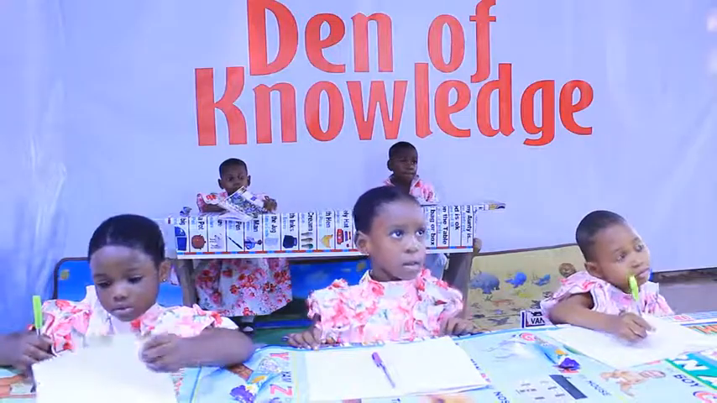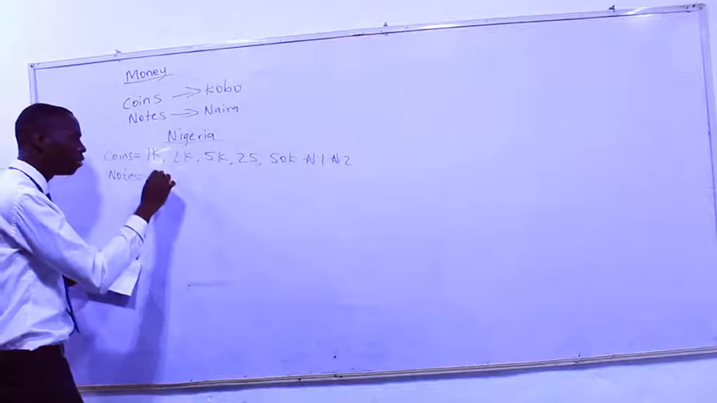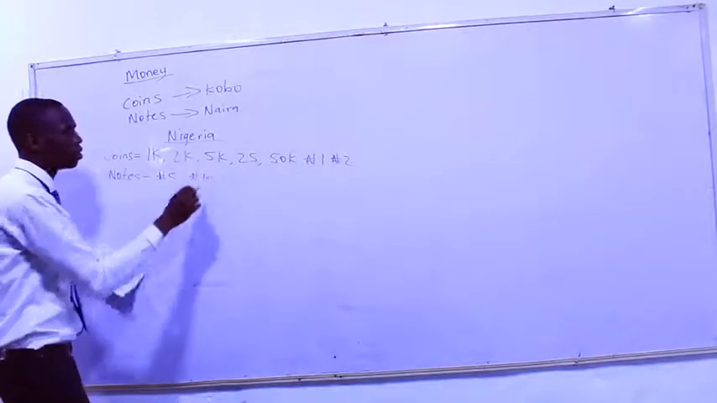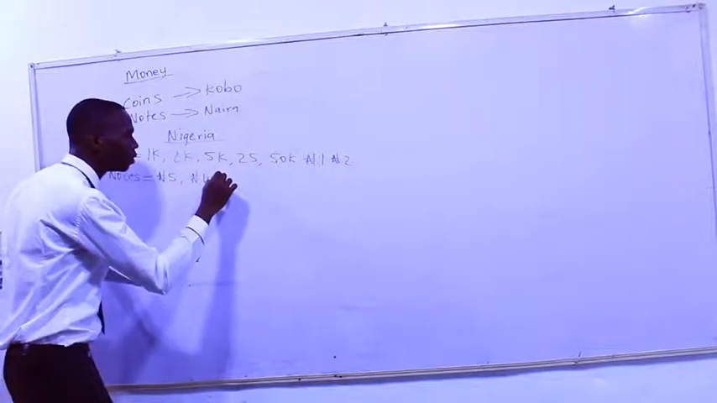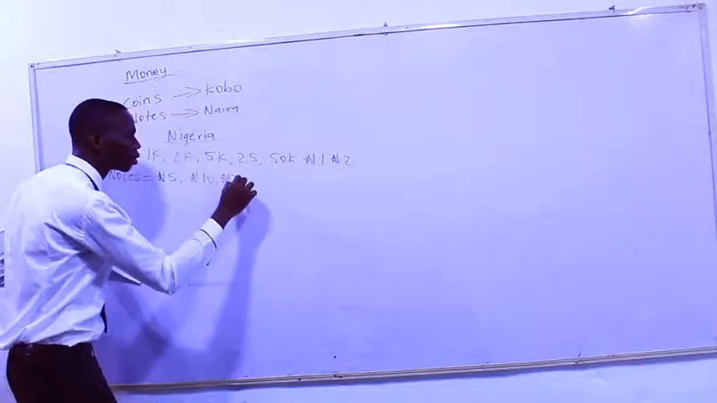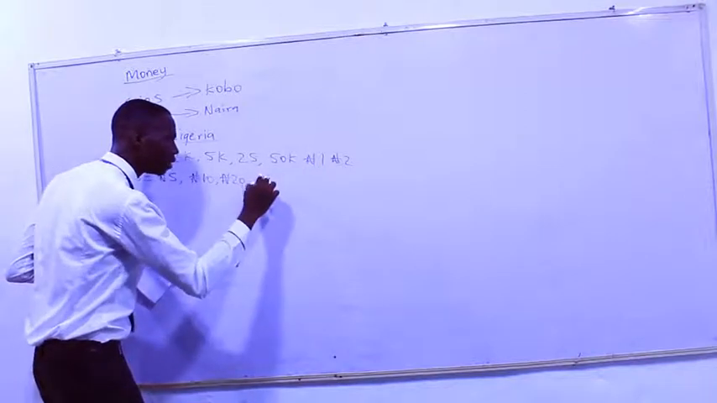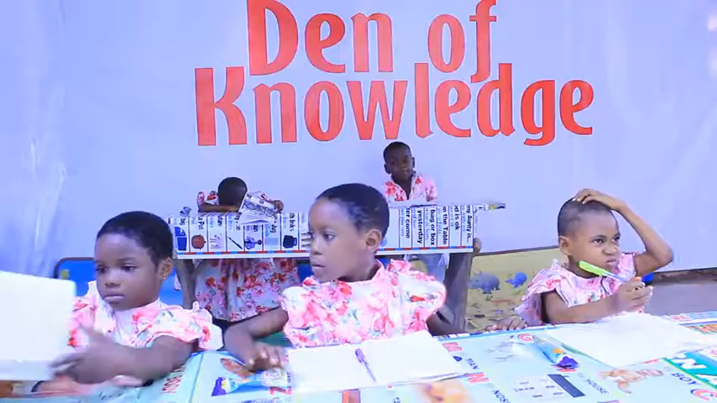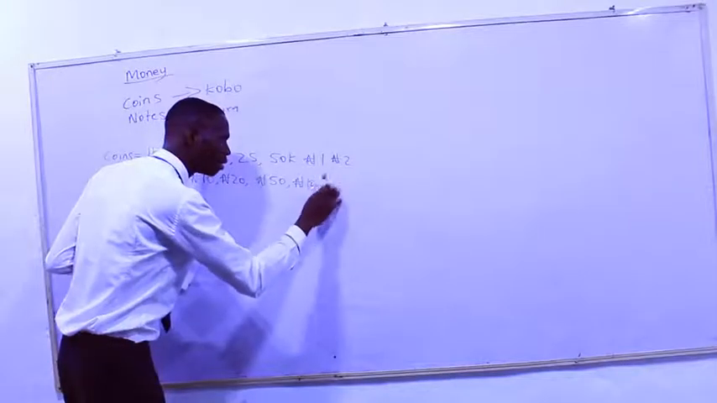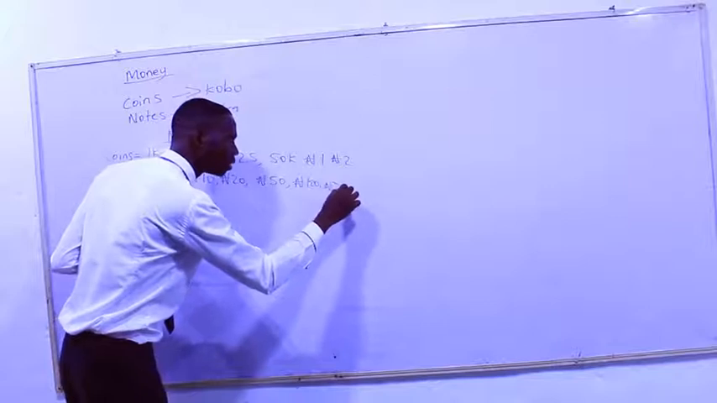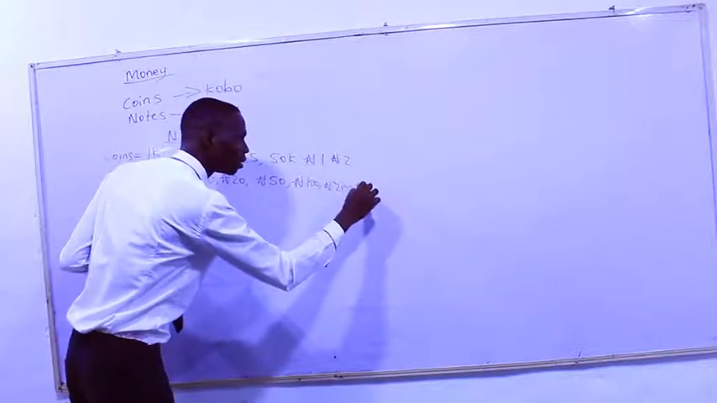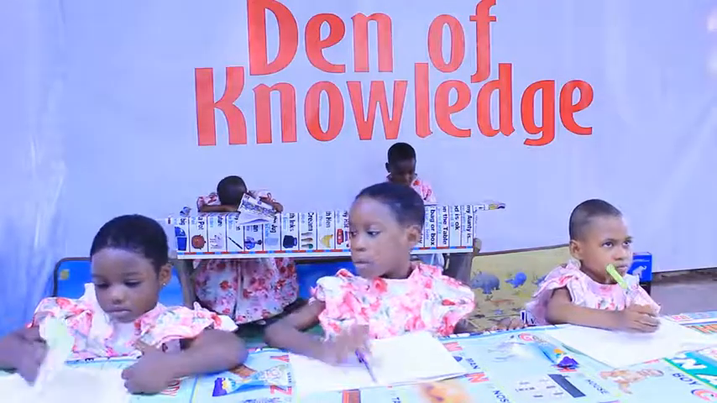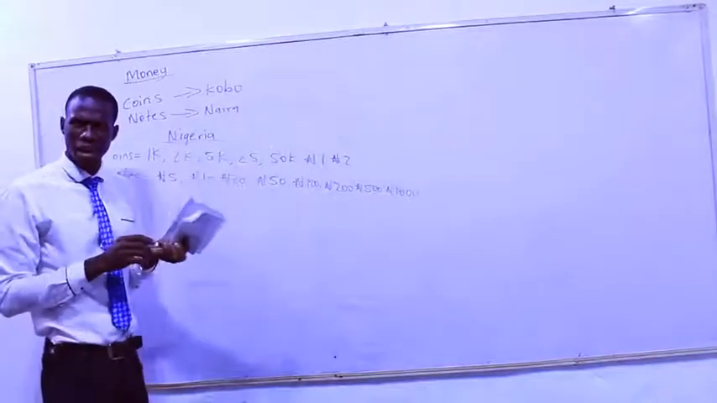Notes, we have 5 naira, 10 naira is written like this, 20 naira, we have 50 naira, 100, 200, 500, and then 1,000. You can see it over there, how the currency looks.